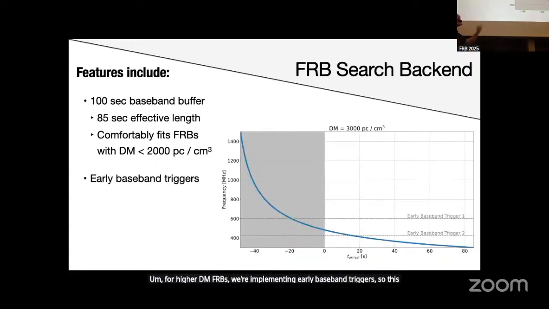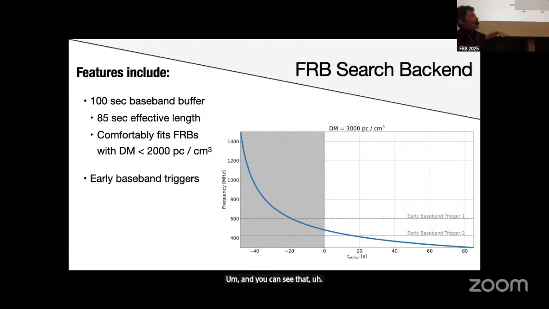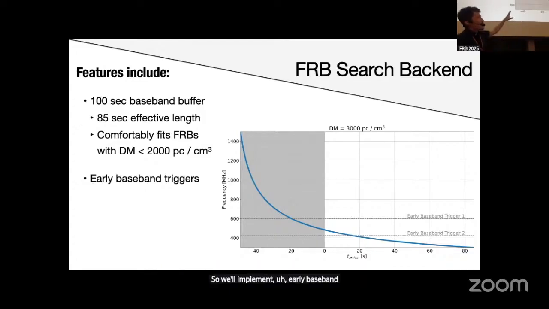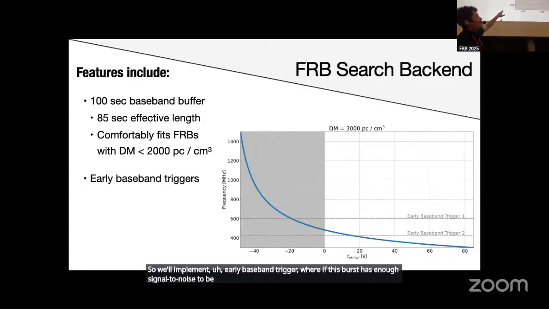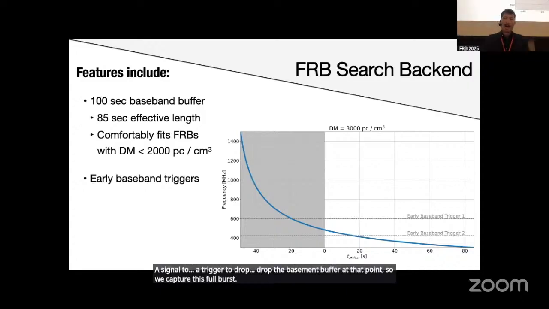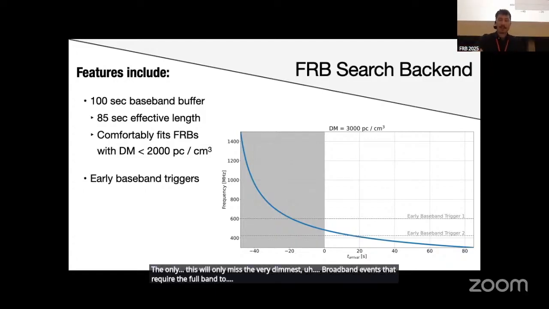So this shows the arrival time as a function of frequency for a DM 3000 event. And you can see that the lower 10% of our band accounts for 50% of our dispersion delay. So for this event, if we waited till the lowest frequency arrived, we would miss the majority of the event. So we'll implement an early baseband trigger where if this burst has enough signal to noise to be detected at 410 megahertz, then we would send a signal to a trigger to drop the baseband buffer at that point, so we capture this full burst. This will only miss the very dimmest broadband events that require the full band to get the full signal to noise.